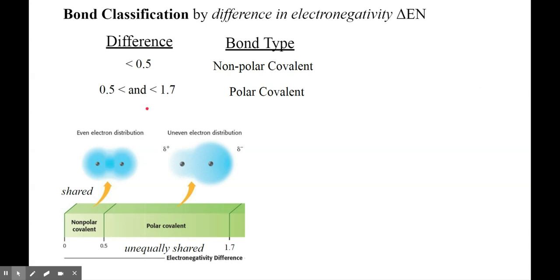However, right now we're talking about if the difference gets to be between 0.5 and 1.7, now one element is pulling to a greater extent those unshared electrons. This is what we call the polar bond. So again, it's still technically sharing, however, it's unequally sharing.